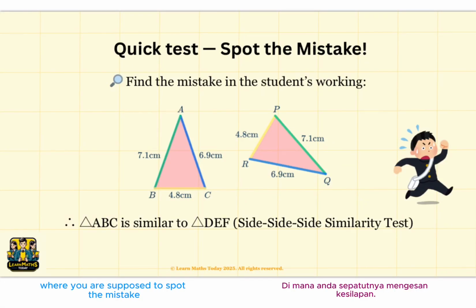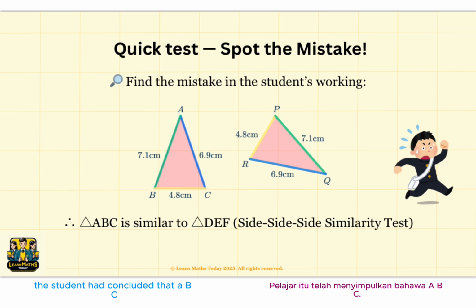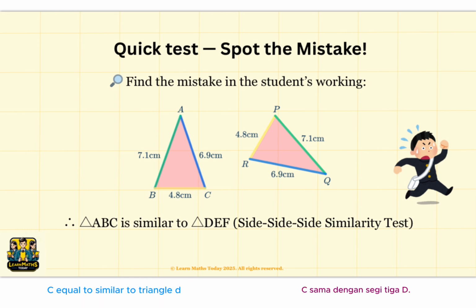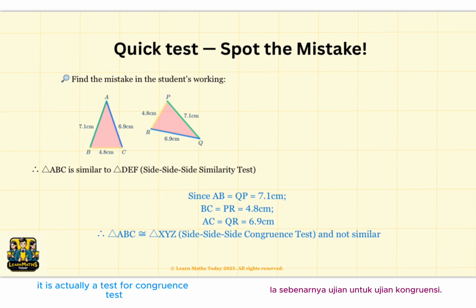Here is a question where you are supposed to spot the mistake in the student's working. The student has concluded that triangle ABC is similar to triangle DEF because there is a side similarity test. The mistake here is that SSS is actually a test for congruence and not a similarity test. So even though they are similar, this is a congruence test and not a similarity test.